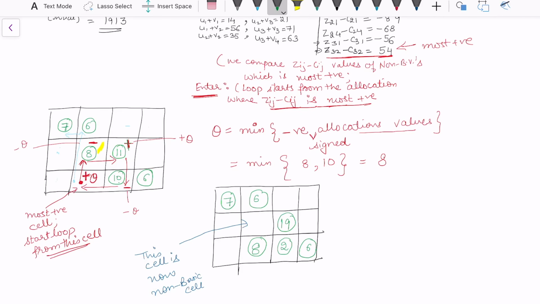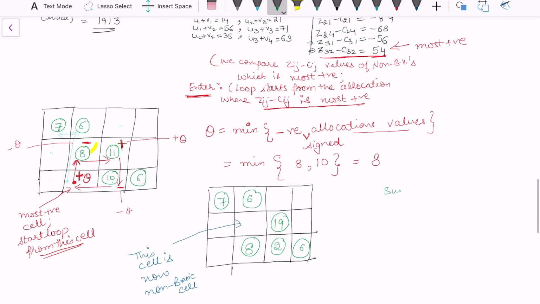Now if I sum allocation row wise, what we see here is, if I sum here, this is 7 plus 6, this is 13. This is what the supply was available. In the second row, I have 19. In the third row, I had the total supply as 16. In the demand, the first destination demand was 7. The second destination demand was 14. The third destination demand was 21, and this is 6.